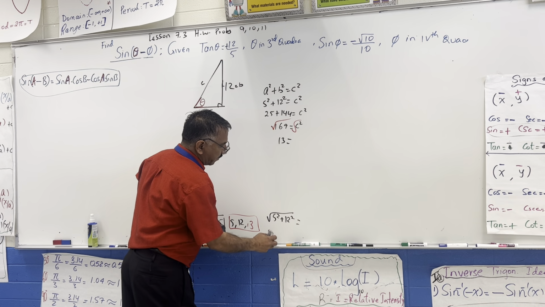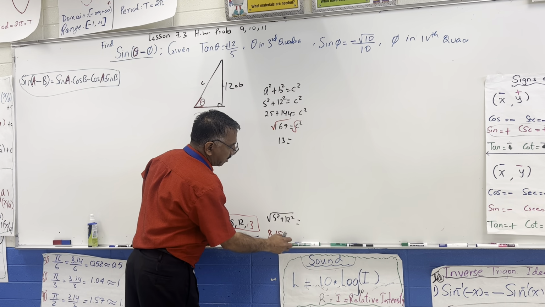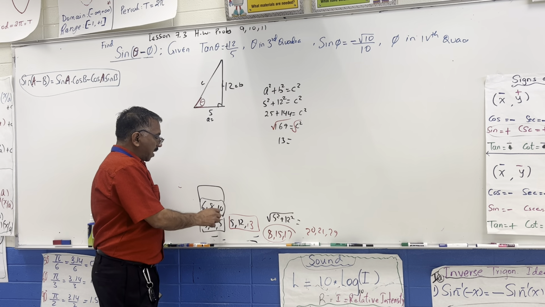Like that there's another one, 8, 15, 17. You should know this. And then 20, 21, 29, and any multiple of that. If it is 3, 4, 5, you multiply by 2, 6, 8, 10 also work. Or you multiply by 3: 3 times 3 is 9, 3 times 4 is 12, 3 times 5 is 15. So this also is true. Anyway, for this one, if this is 5 and that is 12, what is this one? 13.